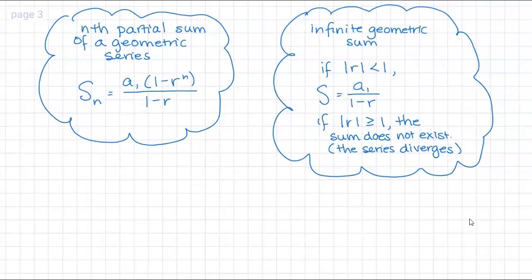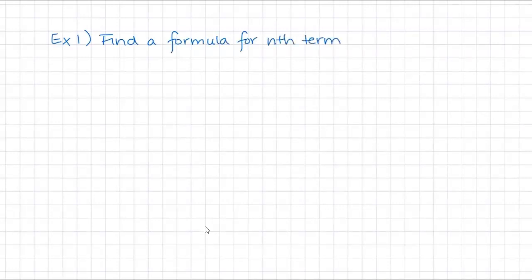Now we're just going to do some examples. All right, so the first example. Example 1, find a formula for the nth term. And I'm going to do 2 of these. Let's say that a sub 1 is 12, r is 1/7, and we want to find the 10th term.